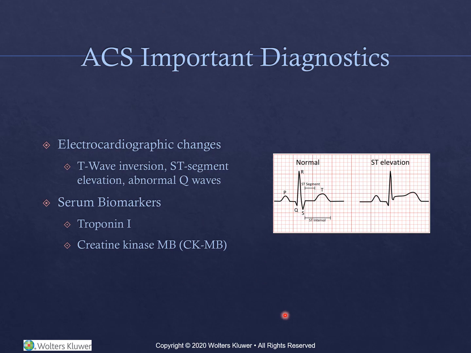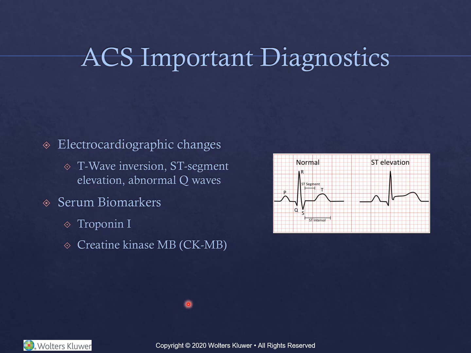So if someone has a plaque or a thrombus that has formed in their coronary artery and it has caused significant ischemia, or loss of blood supply to the cardiac tissue, those cells become injured or die and they release their contents. That ends up in the bloodstream and we can find these biomarkers. So these are indicators that there has been damage to the heart muscle itself.